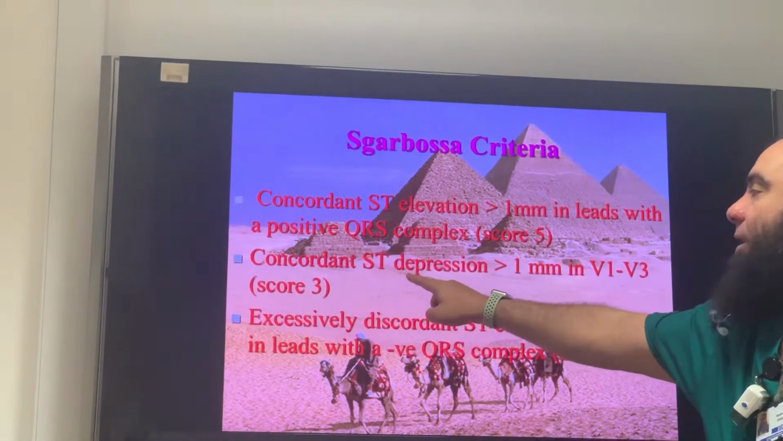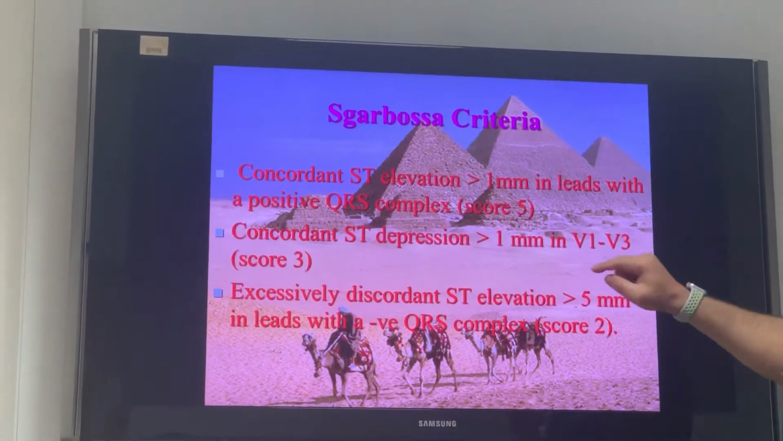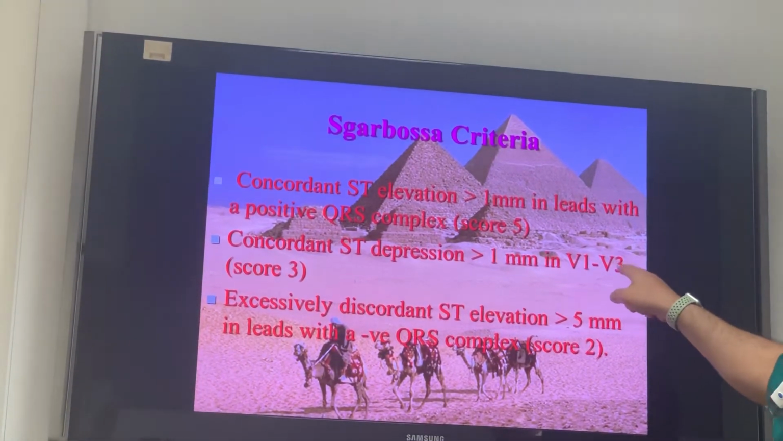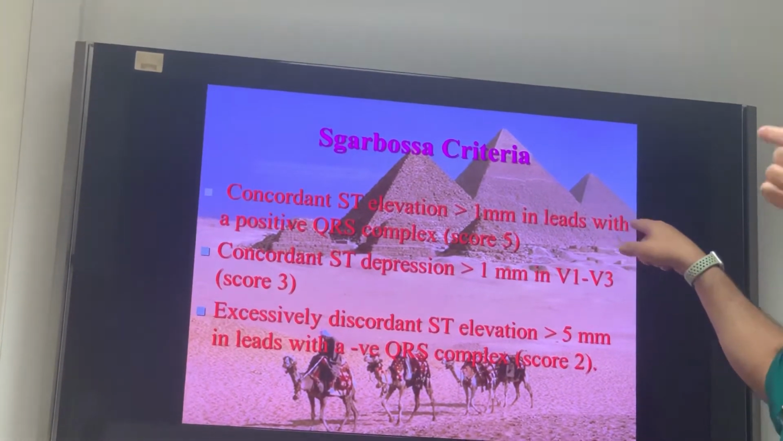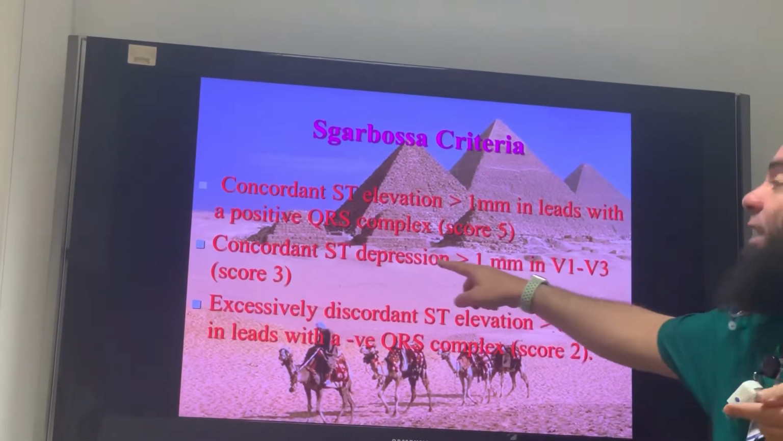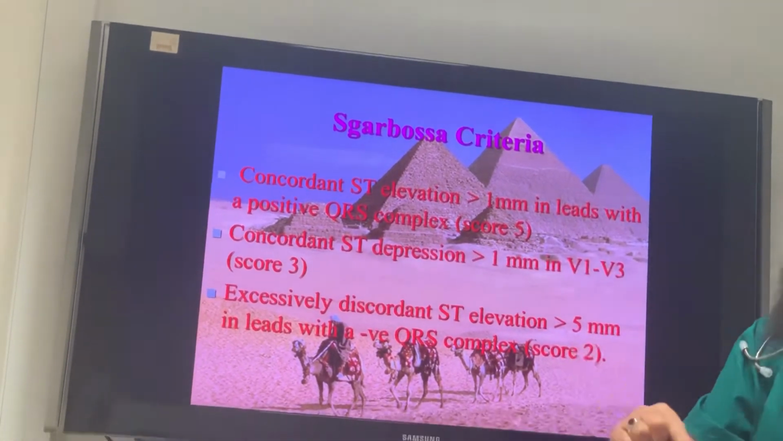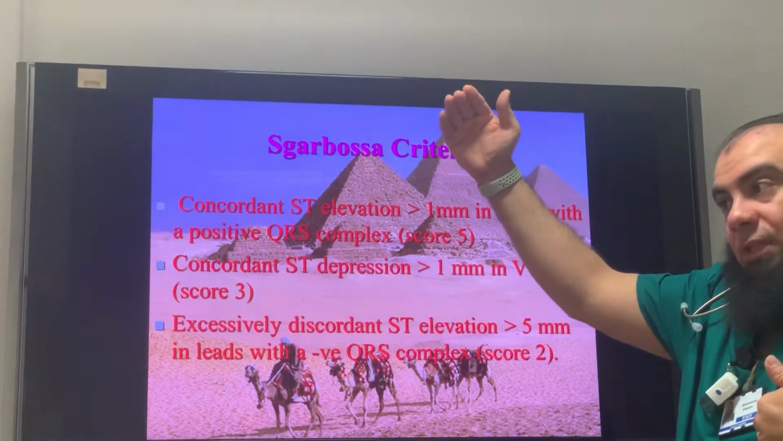Second one, if there is depression of more than 1 millimeter, which is 1 small square, in V1 to V3, usually V1, V2 and V3, they are having a negative complex. You remember the previous ECG, they are negative complex. But if you find a depression with a negative complex, it means they are going in the same direction, which is abnormal, supposed to be elevated. Do you understand?